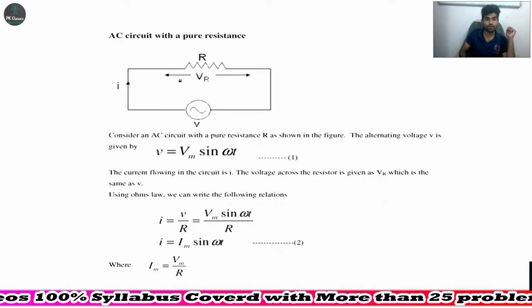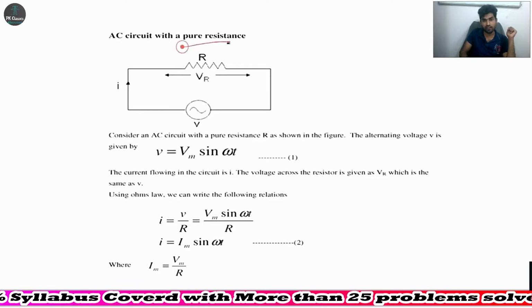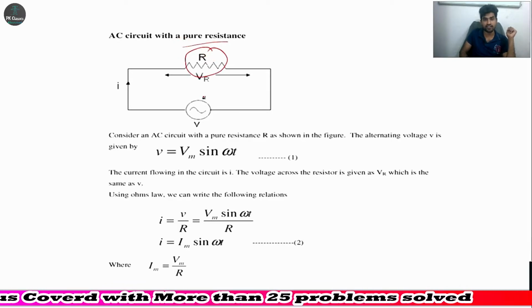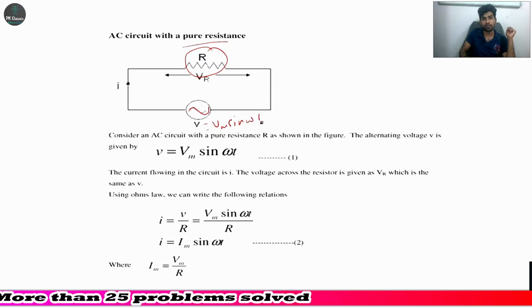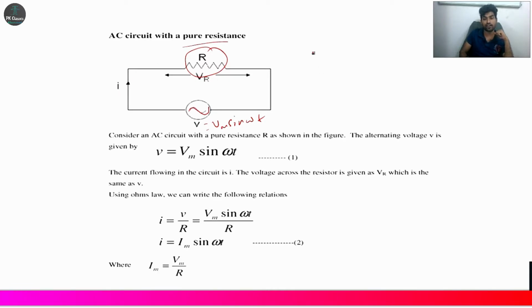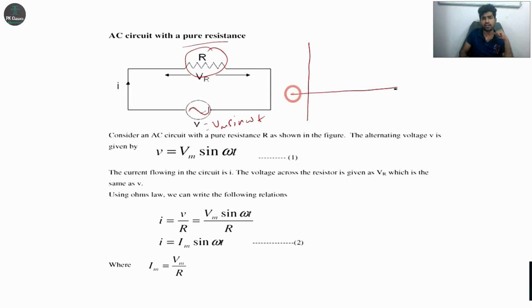Let's move on to the topic AC circuit with a pure resistance. So here resistance is connected across AC supply as shown in figure, that is V is equal to Vm sin omega t. Already we derived the equation from first module, right? So due to voltage, current will flow through the resistance R. The voltage drop across R is VR. I'll draw a diagram over here, waveform. So voltage and then current waveform.